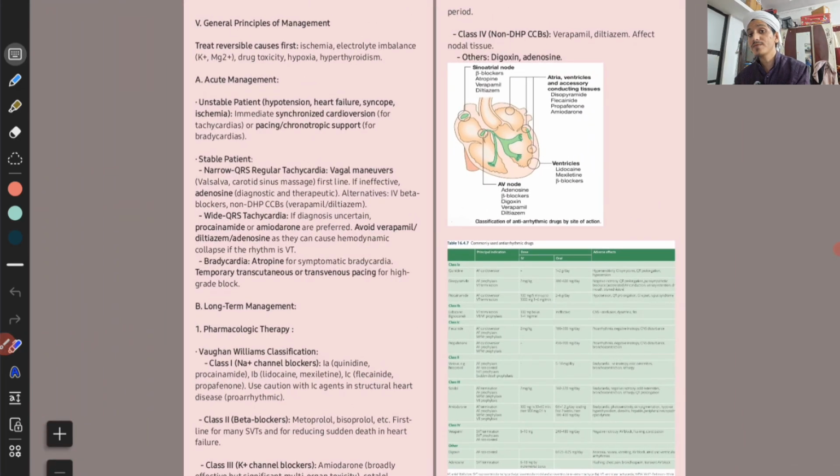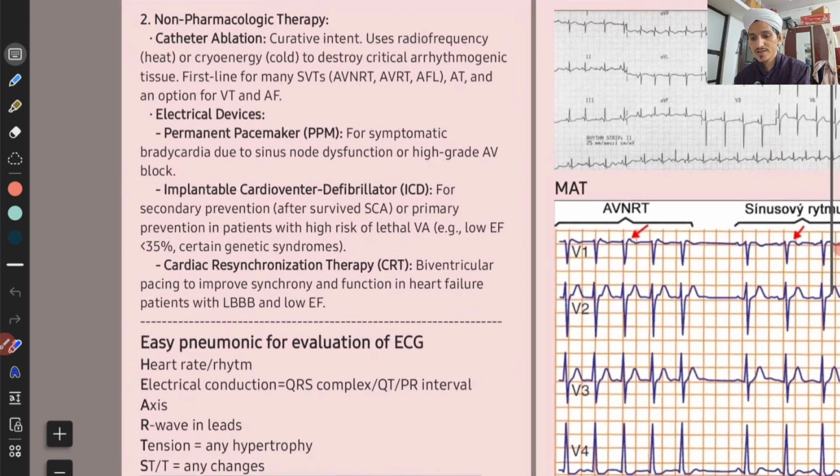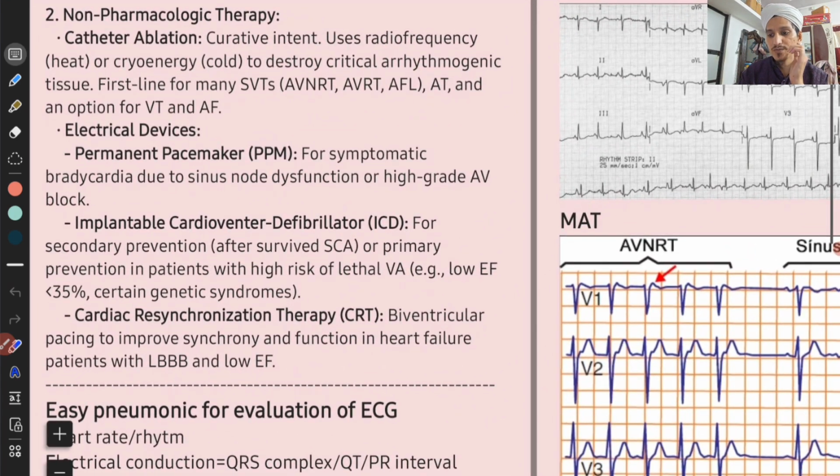Now long-term pharmacological therapy. Non-pharmacological therapy, I will just point out, is catheter ablation. In catheter ablation, the foci which are firing and causing the arrhythmia, either from the ventricles or from the atria, you just ablate those. That uses radio frequency or cryo energy, heat or cold energy, to destroy them. So that is catheter ablation. Second is electrical devices.